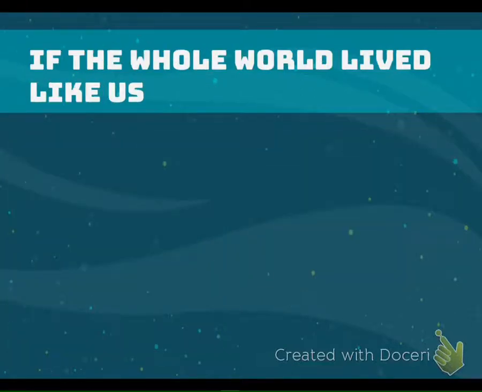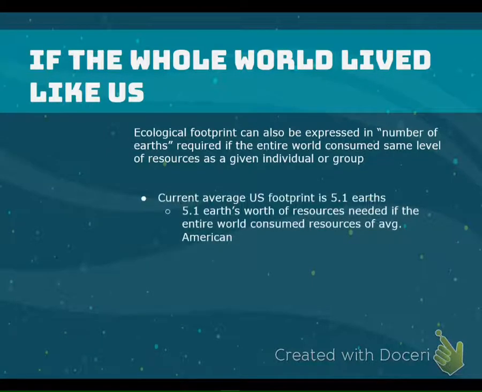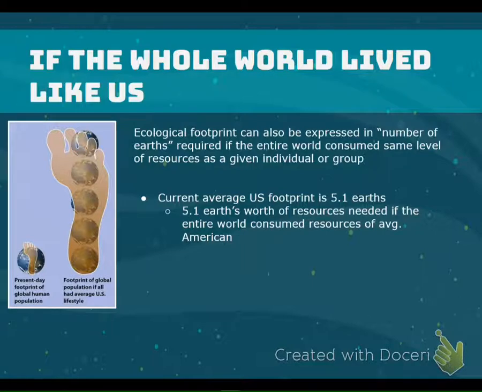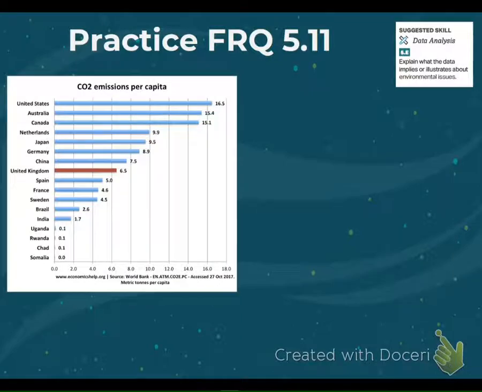So if the whole world lived like us, the ecological footprint would be expressed in the number of Earths required to consume at the same level as us. The current average U.S. footprint is 5.1 Earths. In other words, if everyone on the planet lived the way we did, it would take 5 worlds to supply us with all the food needed. The global footprint is 1.85, meaning each year all of humanity uses 1.85 times what we can produce.